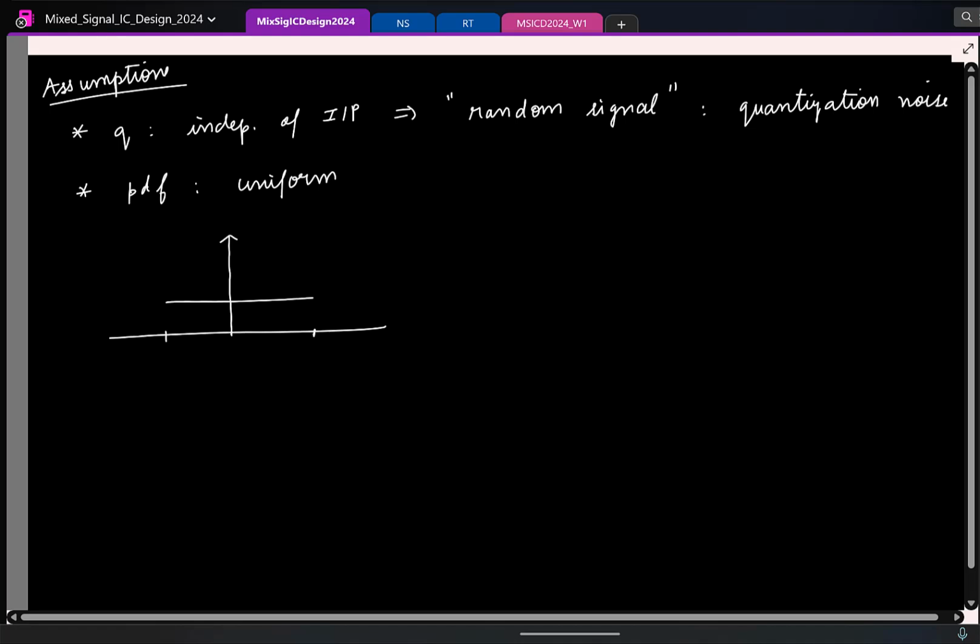And mind you, what is the range of values for the quantization noise? As we saw, it's within this range. So this distribution looks like this. This is, let's say, PQ of Q. And of course, we can now say what this value is: 1 by delta. The area of this is 1, so this is basically 1 by delta.